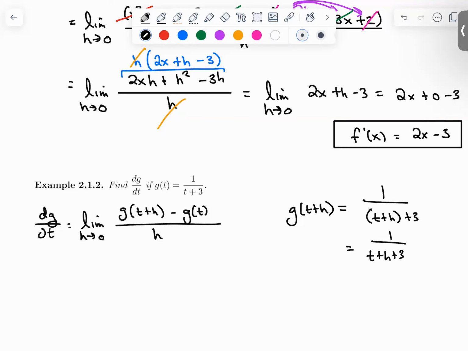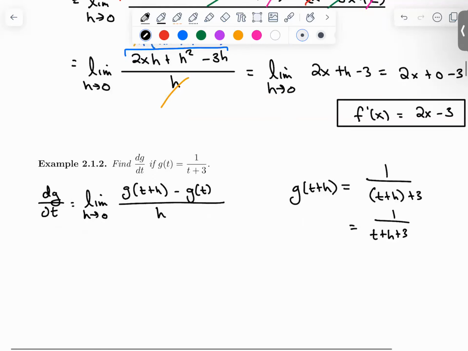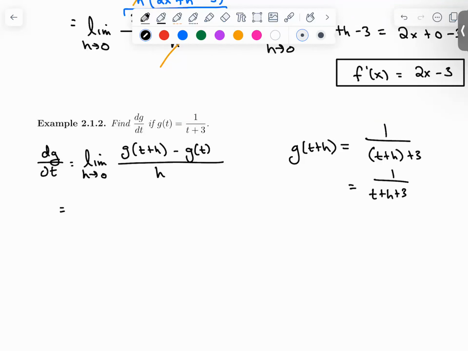So that leaves us with equals the limit as h approaches 0 of 1 over t plus h plus 3 minus 1 over t plus 3, all divided by h.